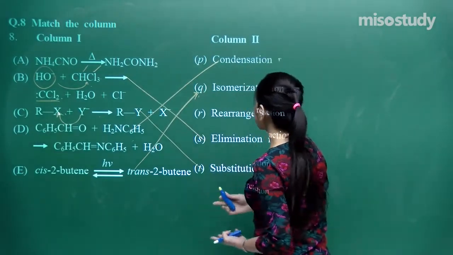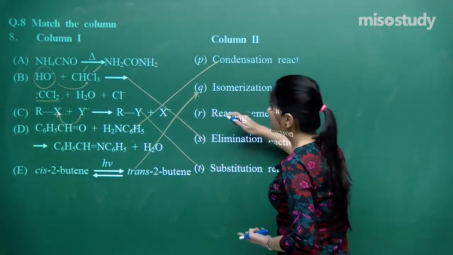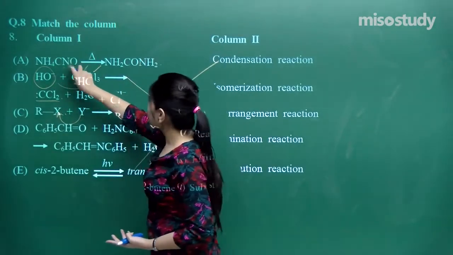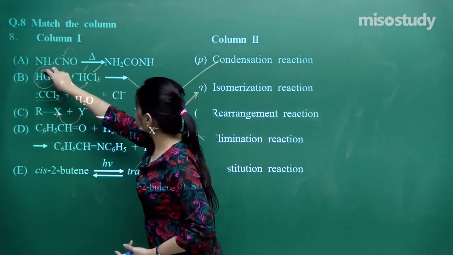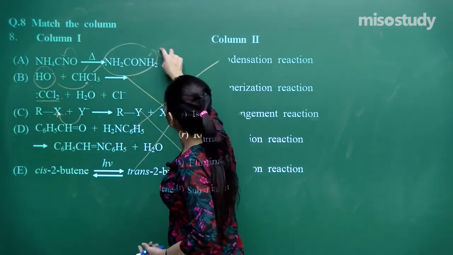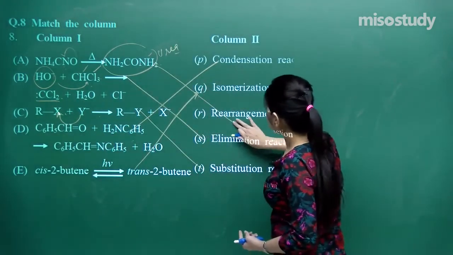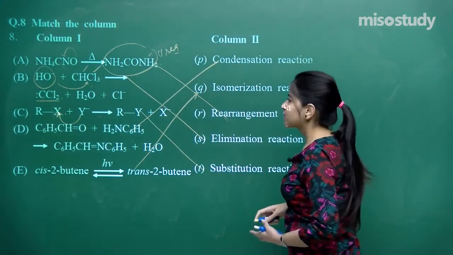What I am left with is the rearrangement reaction. That is nothing but this. If you see over here, this is a kind of a rearrangement of the atoms over here in order to form urea. So I've got my rearrangement reaction as well.